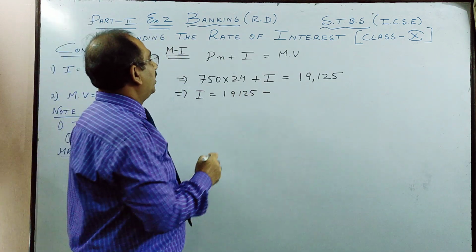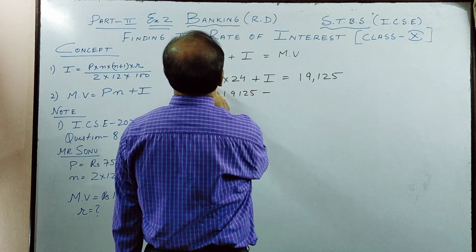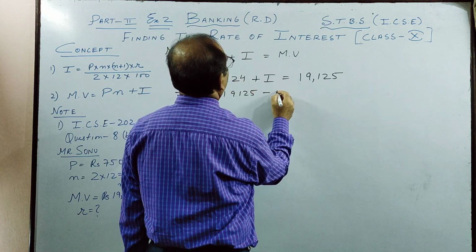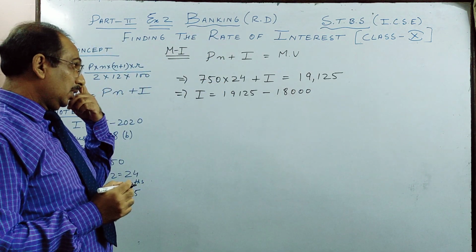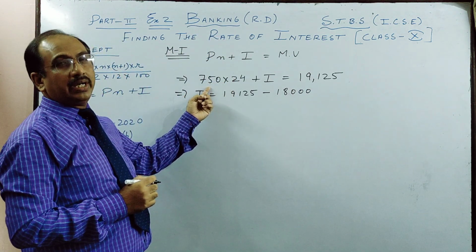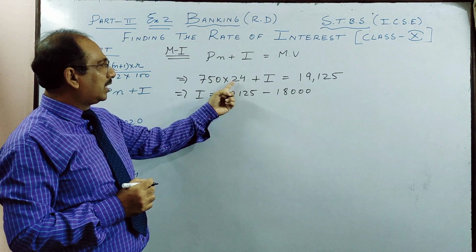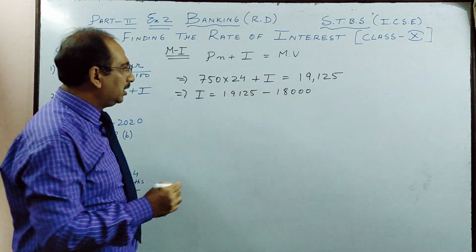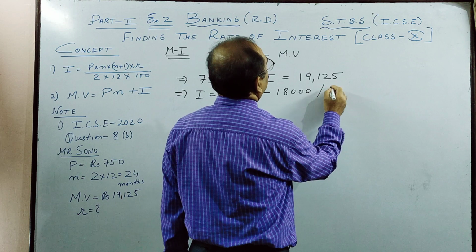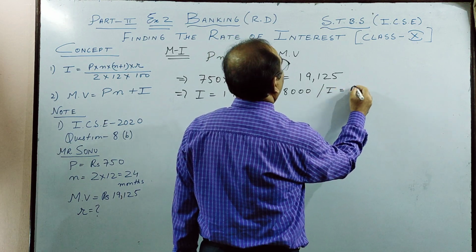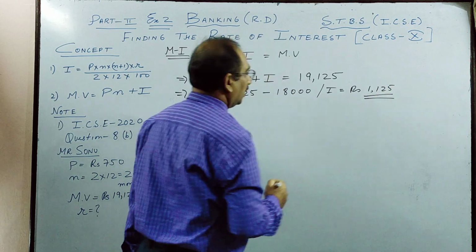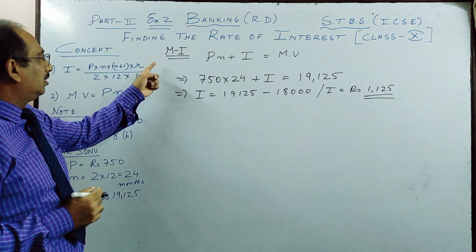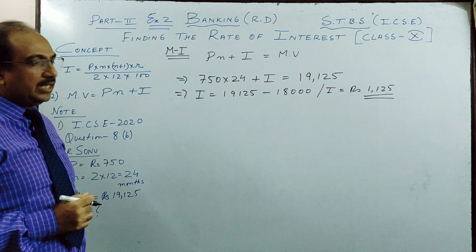So the interest is 19,125 minus 750 into 24. When you multiply 750 into 24, you will get 18,000. 20 times 750 gives 15,000, and 4 times 750 gives 3,000. So the interest is rupees 1125. So in method 1 we are first getting the interest.